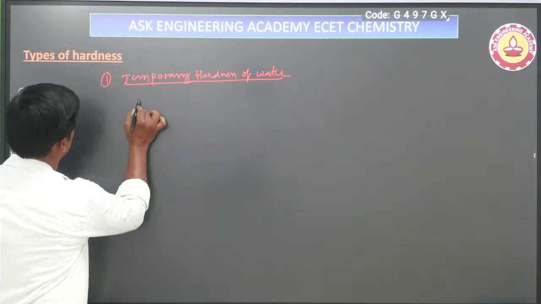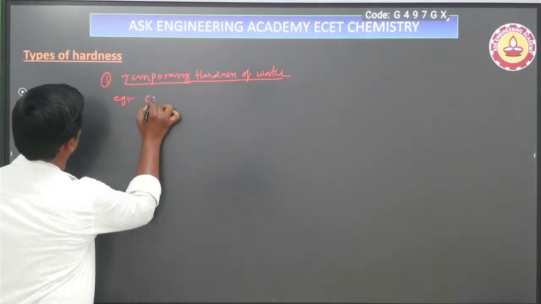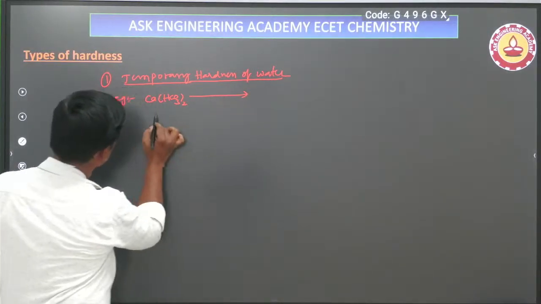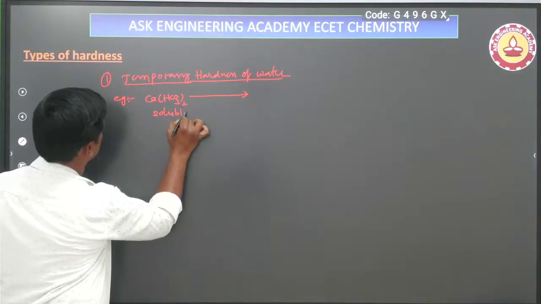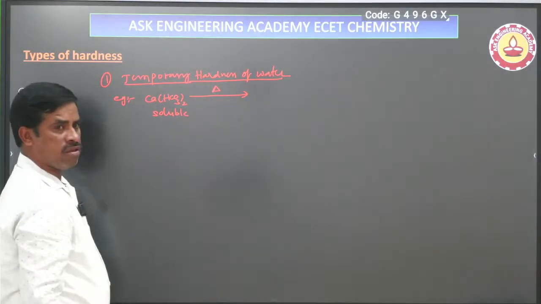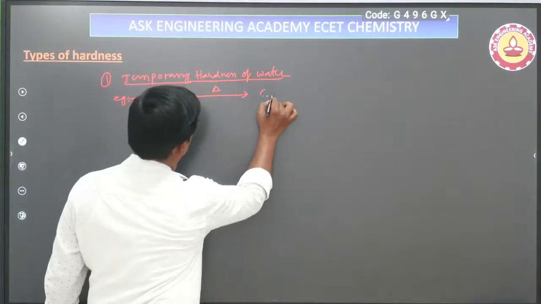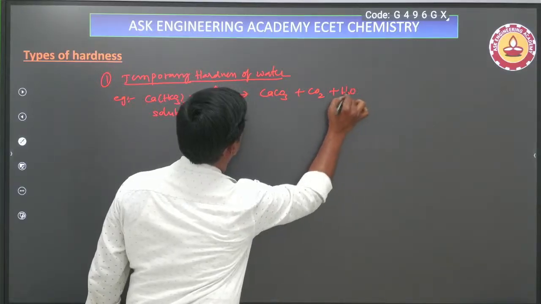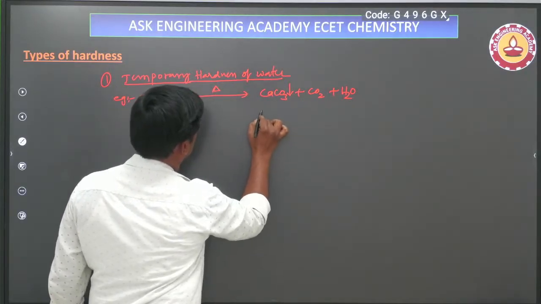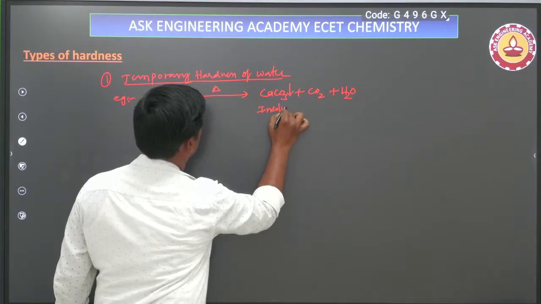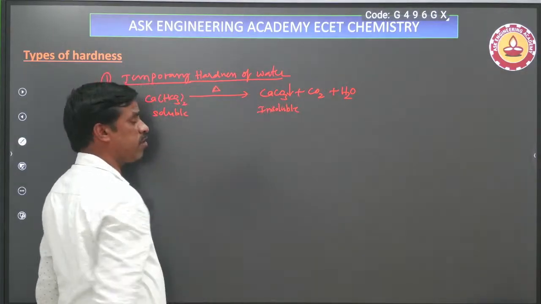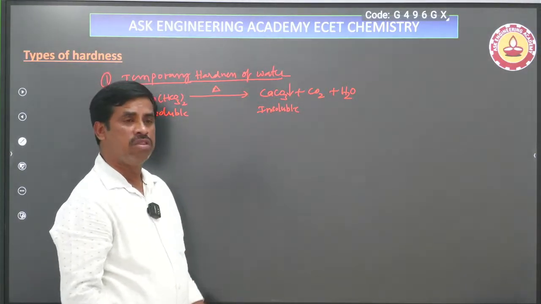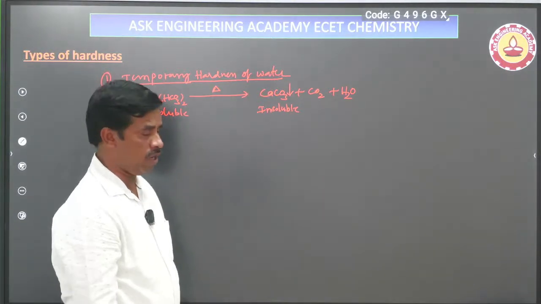Here I am writing that reaction. Example: calcium bicarbonate, present in a soluble state in the water, on boiling, the delta symbol is used, is going to convert to CaCO3 plus CO2 plus H2O. Here the downward arrow mark shows an insoluble substance is formed. Whenever an insoluble substance is formed after boiling, it is separated with the help of filtration.